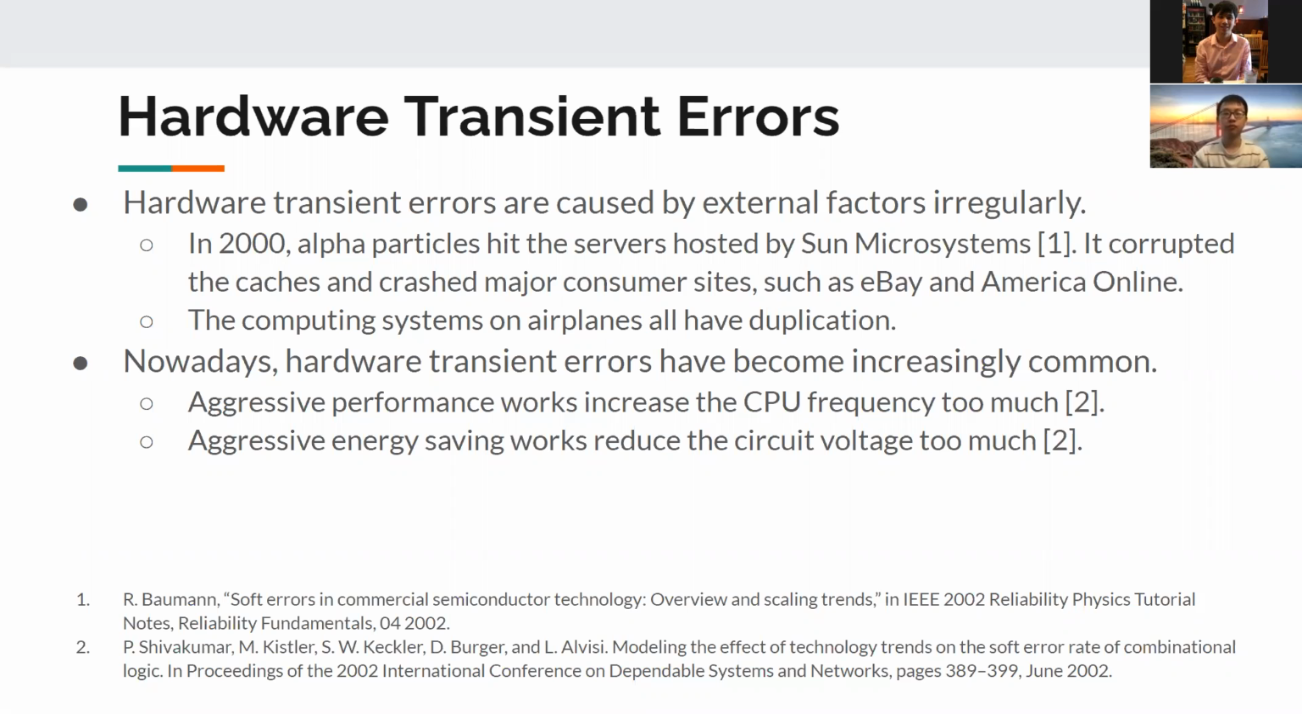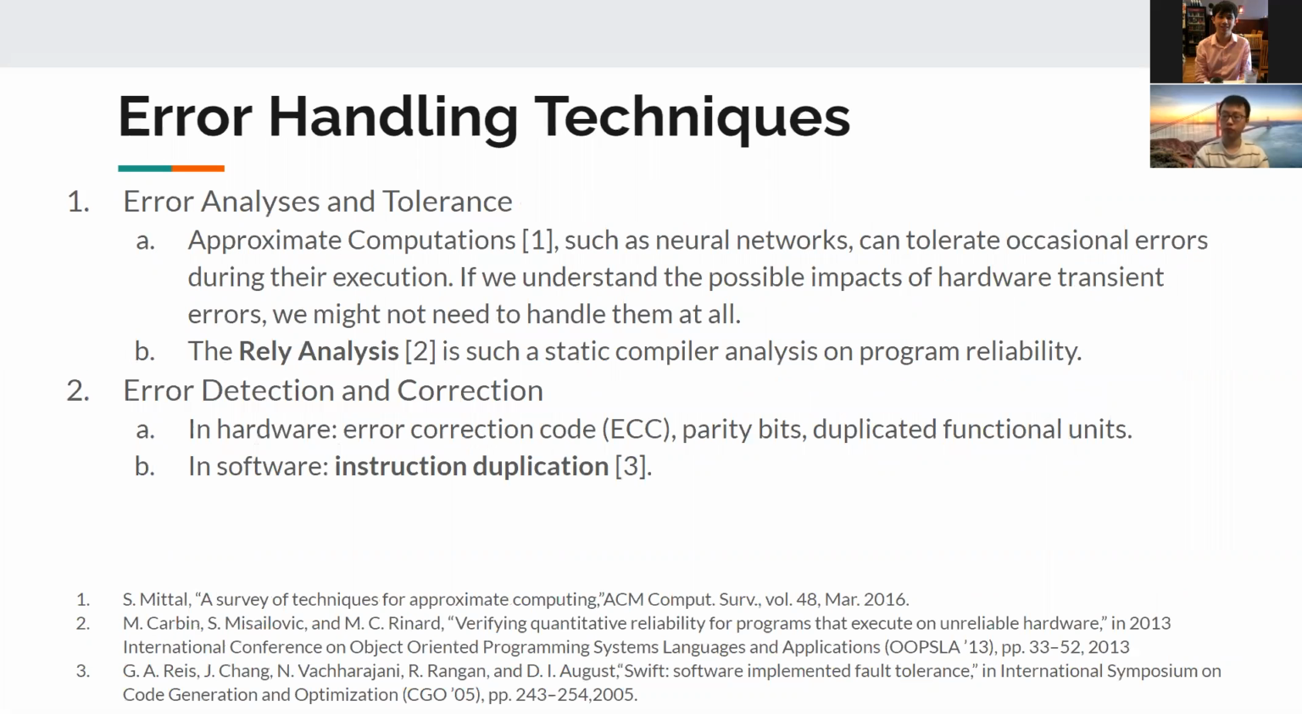For example, in 2000, alpha particles corrupted the cache of servers hosted by Sun Microsystems, and what happened is it crashed multiple consumer sites such as eBay and AOL. In order to combat this, modern airplanes actually all have duplication built into their computing systems. However, nowadays, hardware transient errors have become even more common, and this is due to attempts to increase performance through increasing CPU frequency or through attempts to increase energy efficiency by reducing circuit voltage.